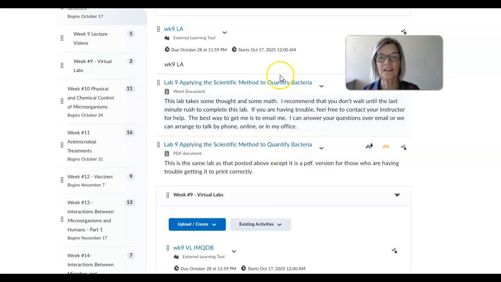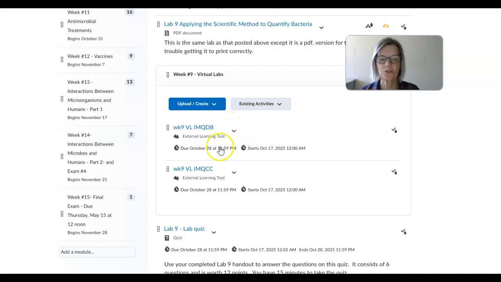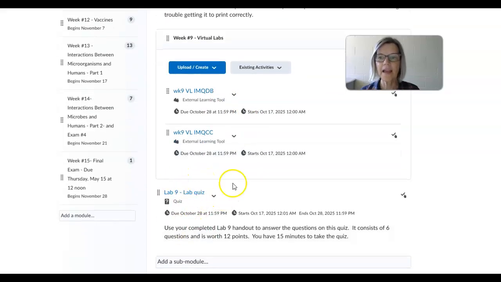Do not wait till the last minute to do lab this week, because it might take you a day or two to get these math problems figured out. If you're doing it when you're rushed and frustrated, it's going to be very hard. So please put some time into doing the labs. Print out one or the other of these. There are 2 virtual labs and a lab quiz. So go for it.